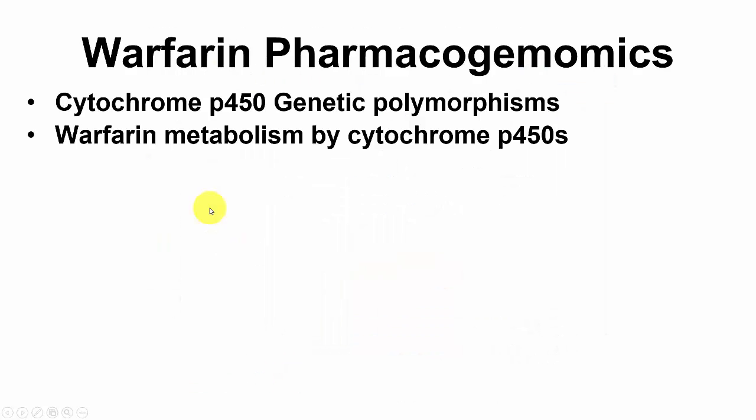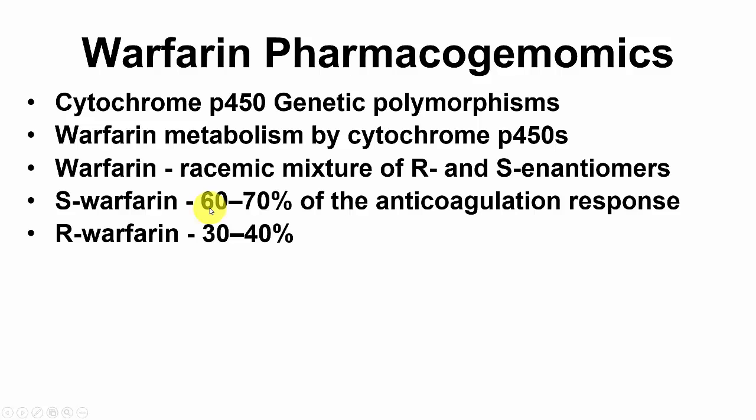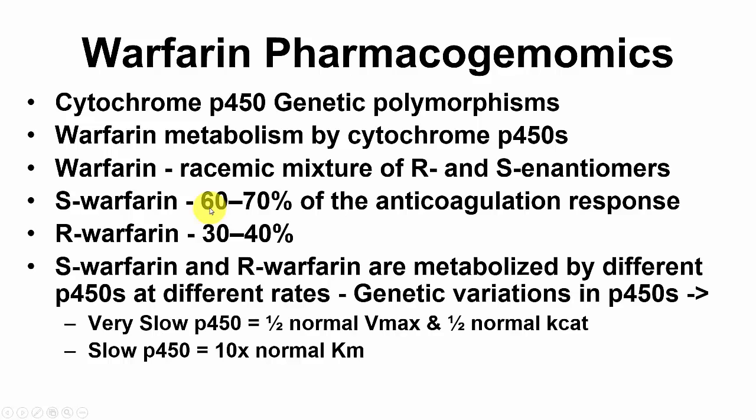Warfarin pharmacogenomics. Cytochrome P450 genetic polymorphisms. Warfarin is metabolized by the cytochromes P450s of the liver, so we need a functional liver again. Warfarin is a racemic mixture of R and S enantiomers. The S-warfarin is about 60 to 70% of the anticoagulation response. The R-warfarin form is 30 or 40%. So S-warfarin and R-warfarin are metabolized by different P450s at different rates.